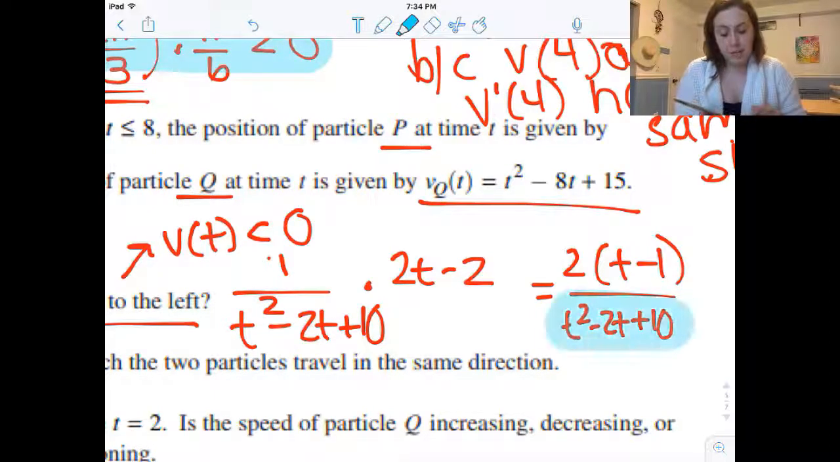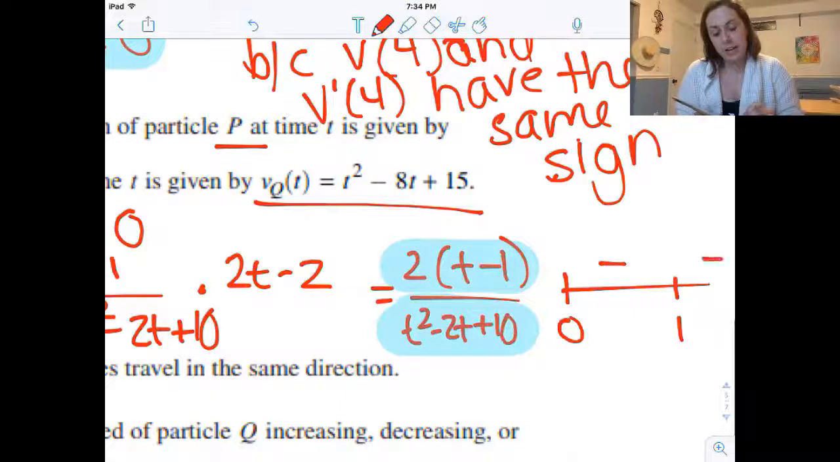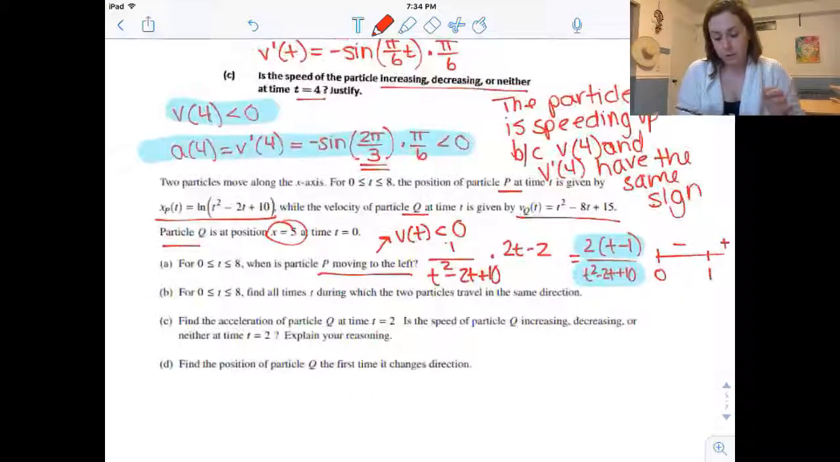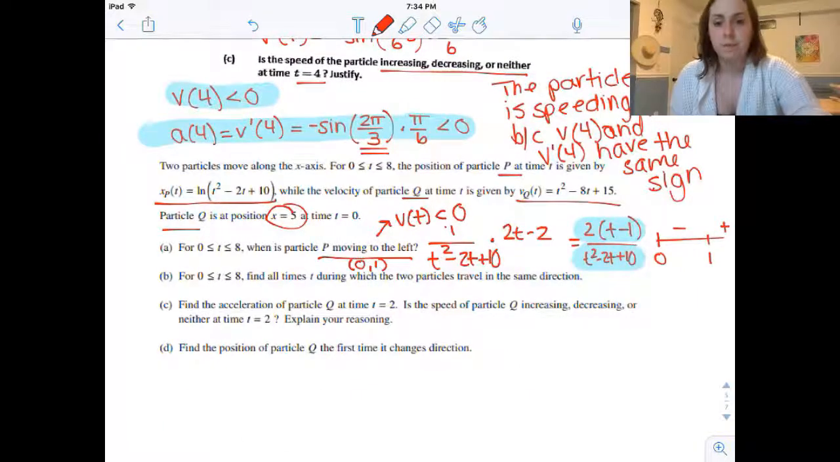The denominator is always going to be positive for any value greater than 0. But my numerator can be negative. If you think about this, this is negative anywhere between 0, where we start, and 1. So it's negative here, and then it goes to positive. So what I would say is the particle is moving left on the interval from 0 to 1. So this answer would be 0 to 1.